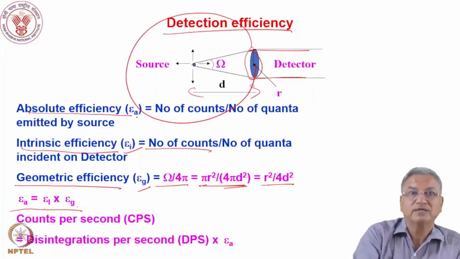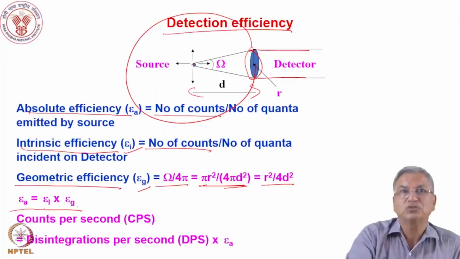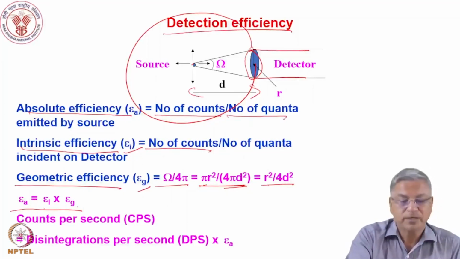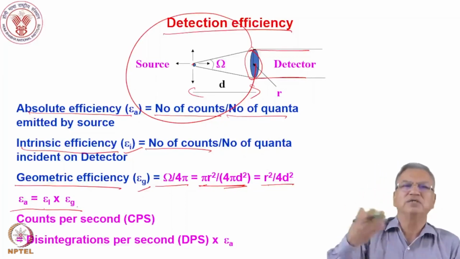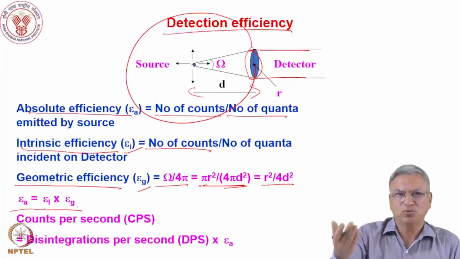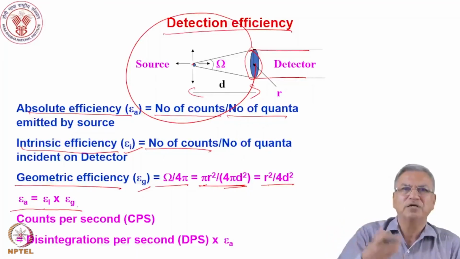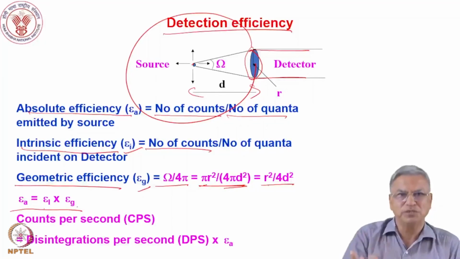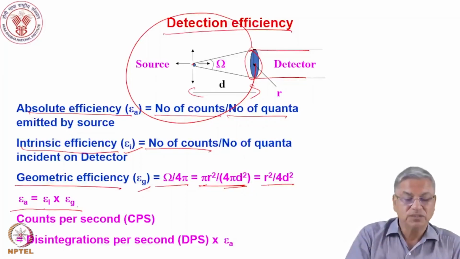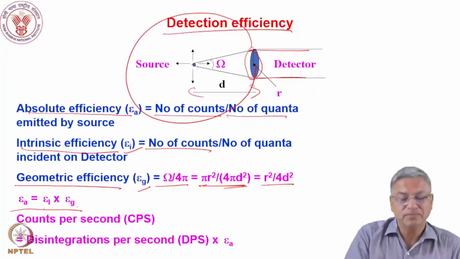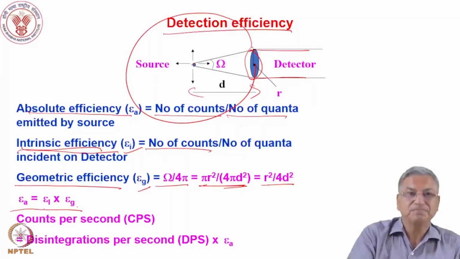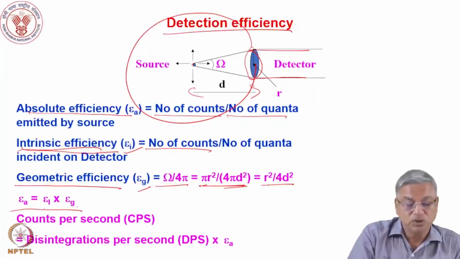And so you can in fact call absolute efficiency the number of counts in the detector system upon the number of quanta emitted by the source. Suppose the source is emitting 100 photons per second. Out of those 100, how many are counted by the detector? That is called the absolute efficiency. So in practice, we will be using absolute efficiency. You can have a standard source and find out how many counts you are getting. But it is a product of two quantities, geometric efficiency and intrinsic efficiency. Geometric efficiency depends on the geometry of the detector system. Intrinsic efficiency depends on the detector material, and it can even depend upon the energy of the radiation.